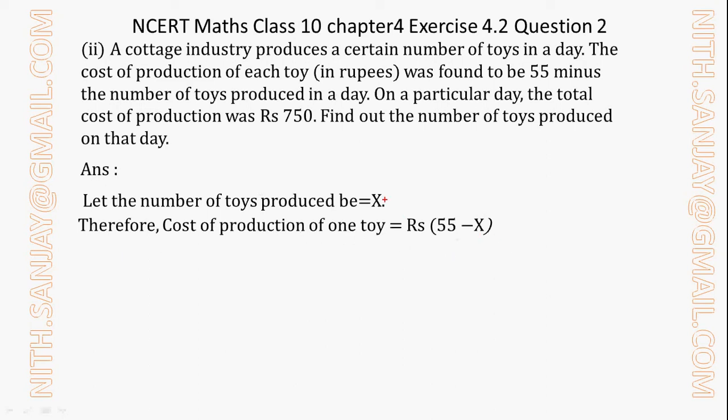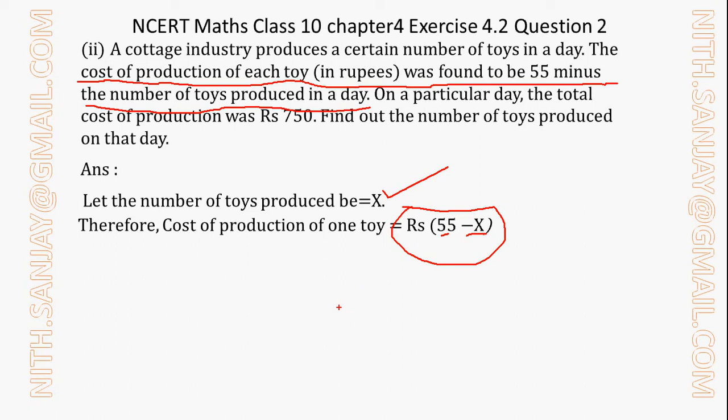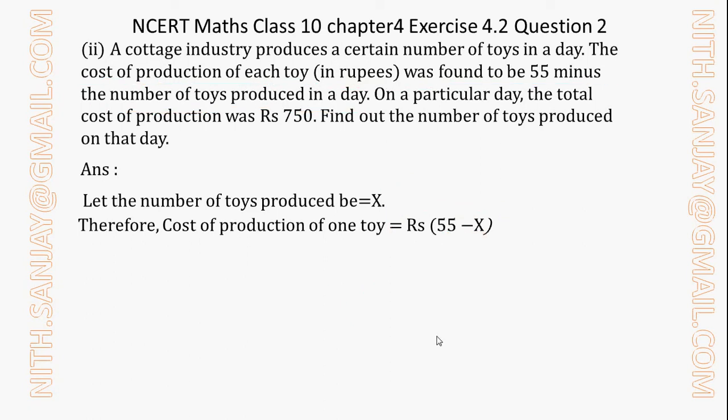So now the cost of production of one toy is 55 minus x. Why is it 55 minus x? Because it is given that the cost of production of each toy in rupees was found to be 55 minus the number of toys produced in a day. The number of toys produced in a day we have assumed to be x. So the cost will be 55 minus the number of toys produced on that particular day. So we have found these two terms.